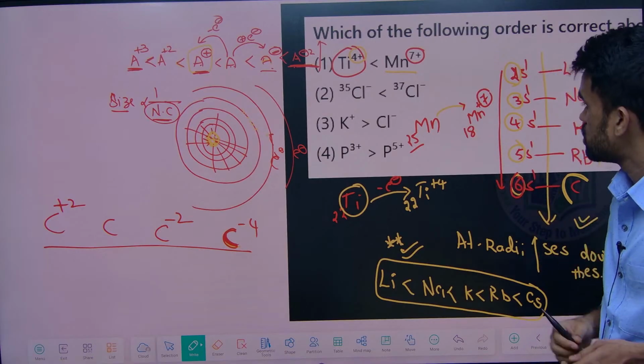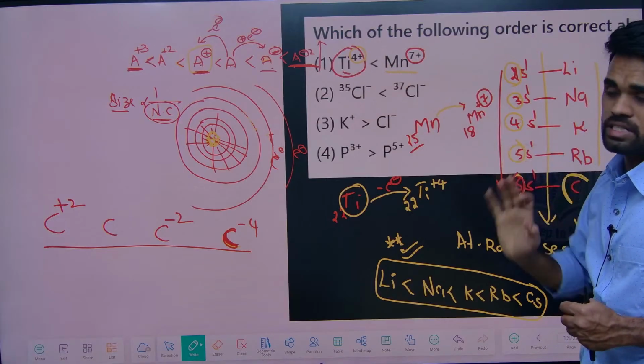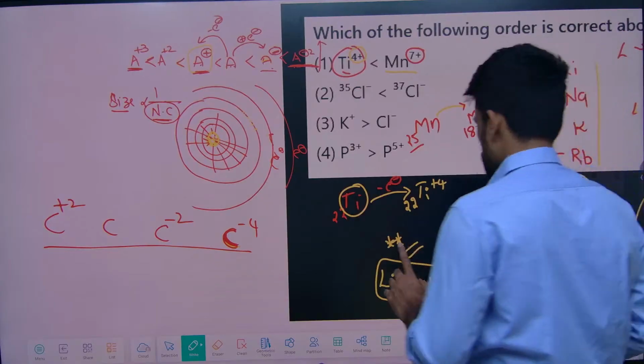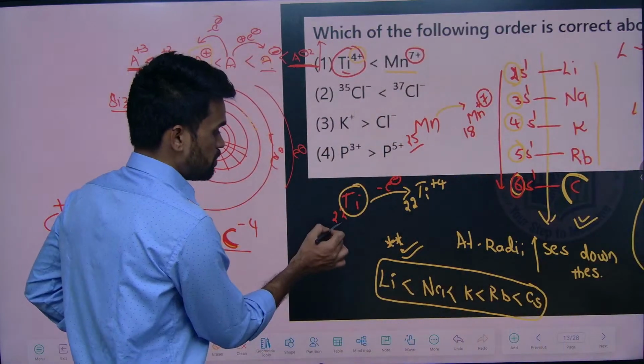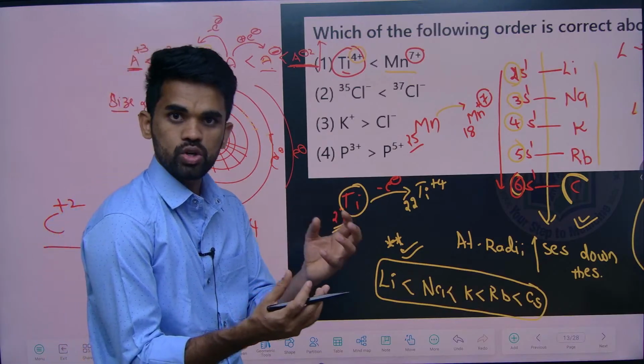How many electrons? So these two species, whatever the charges you are seeing, both of them have the same number of electrons. Let me explain what I am saying. Atomic number 22 means it has 22 electrons, 22 protons.